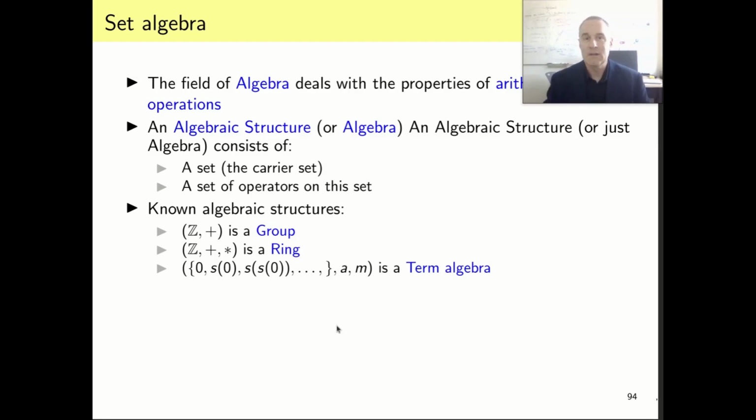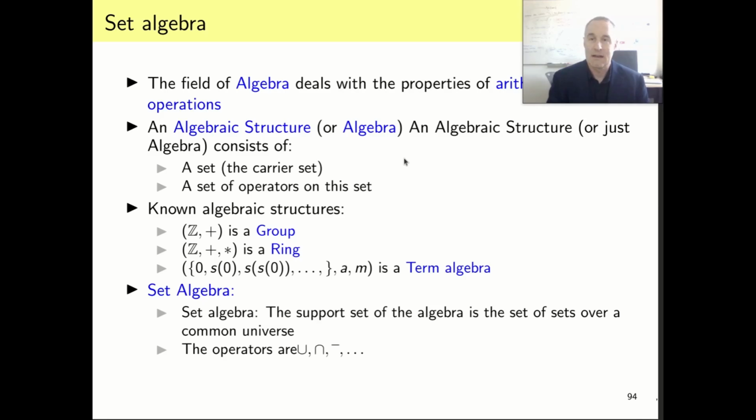So the field of algebra deals with the properties of arithmetic, and we talk about algebraic structures being a particular set, a set of elements that we can work with, and then a set of operators on this set. And there are classes of algebras that have particular properties. There are things called groups and rings and term algebras, and if you hear these terms, then you might know that it comes back to something having to do with set theory. But we're not going to go into this further here, just to make you aware of some of the terminology.